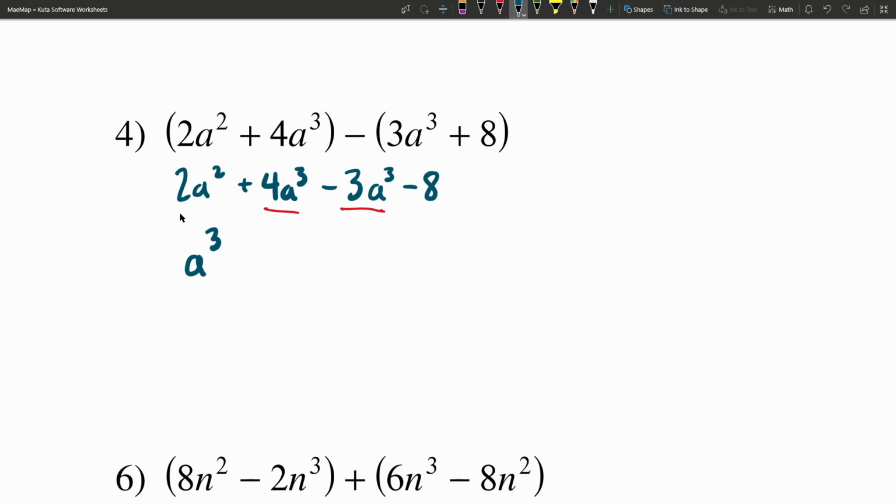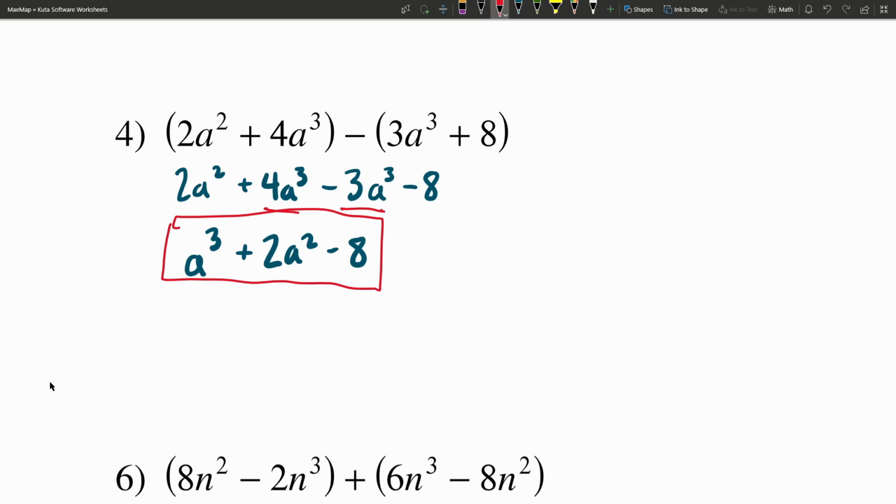And then I have an a squared here and an 8 here. There's no a squared with this 8, so I can't combine those two, so I'm going to leave them as is. So adding the 2a squared and subtracting the 8. When there's no other terms that have the same variable to the same degree, then you cannot combine those terms together. So this only simplifies down to 3 terms because we were only able to combine 2 terms, and it simplifies down to a cubed plus 2a squared minus 8.